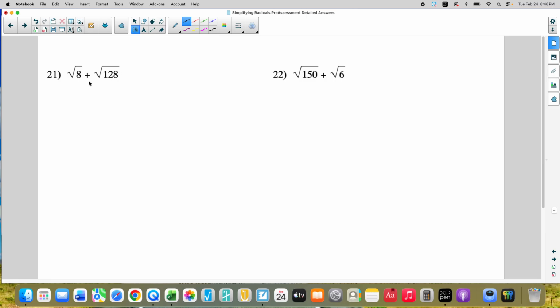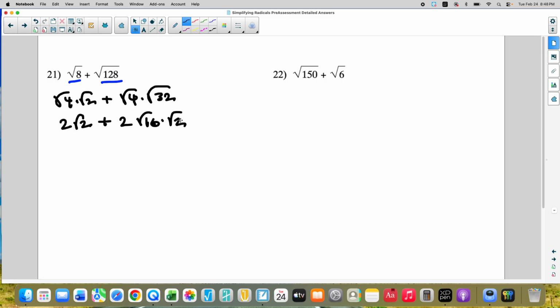Ooh, now these are unlike terms. And we should notice I can simplify that, and I can probably simplify that. So I'm going to simplify this to rad 4 rad 2, which becomes 2 rad 2. And now I'm going to simplify this. So 4 goes into that also, rad 4. And 128 is 32. So rad 4 is 2. Rad 32 is rad 16 rad 2. So we're just bringing this along. This becomes 2 times 4 rad 2. And that's 2 rad 2 plus 8 rad 2. Now they are like terms, so we combine their coefficients. 2 and 8 make 10 rad 2.